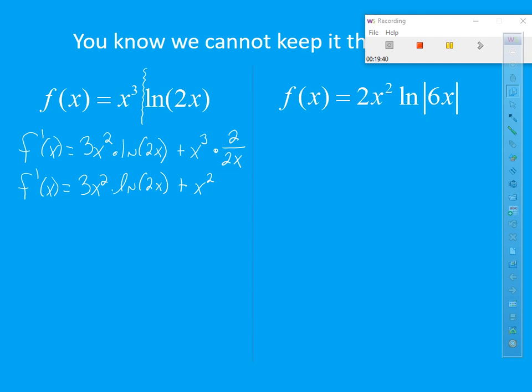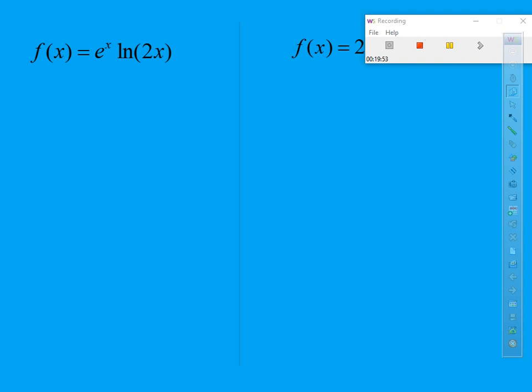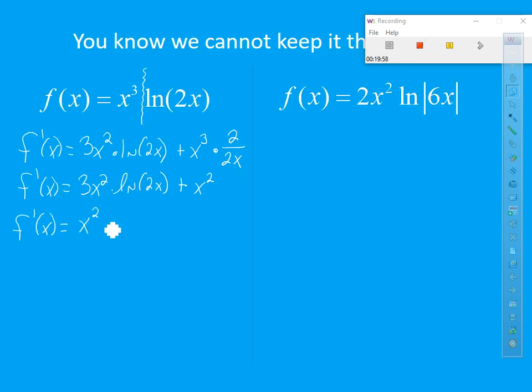Remember, whenever we use the product rule, we usually have to follow it up with factoring. So let's factor out anything in common. So in this case, I can factor out an x squared, which is going to leave me a 3 times the natural log of 2x plus 1. And then there's my answer. So the product rule, of course, doesn't go away.